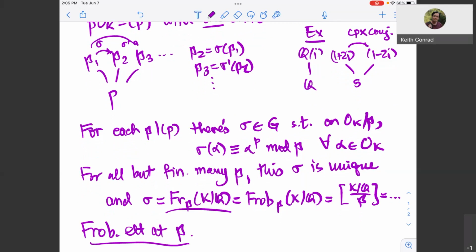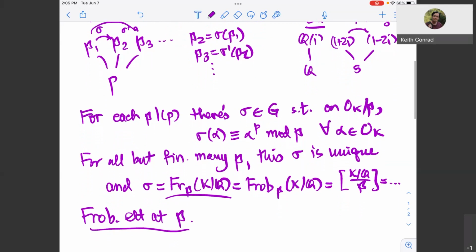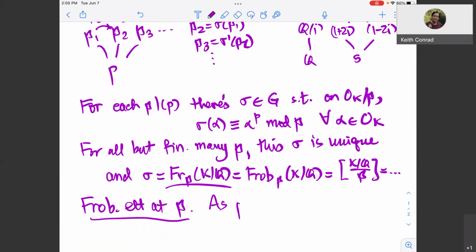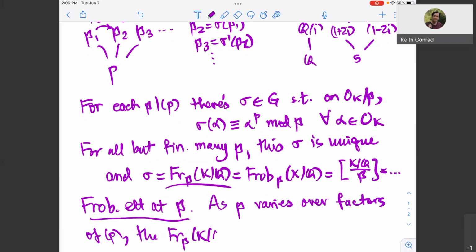Now, if you try to make sense of this for different prime ideals that divide the same prime number, you might get different elements, but they're all conjugate to each other. So as you vary the prime ideal upstairs, all the different Frobenius elements are conjugate, and these things in fact fill up a conjugacy class in the group.